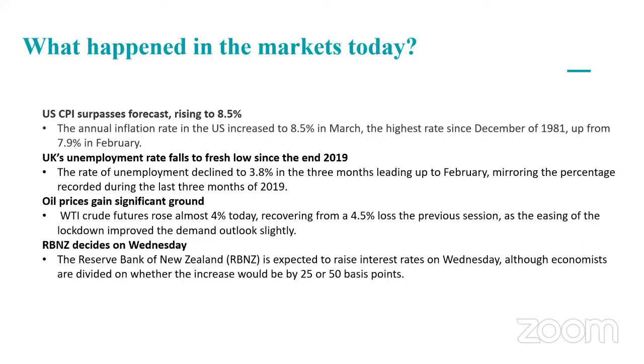So the unemployment rate in the United Kingdom fell further below the level seen immediately before the coronavirus outbreak, emphasizing the danger of inflationary pressure in the labor market. Now, this has actually prompted the Bank of England to issue some kind of alerts. Since the rate of unemployment declined to 3.8%, it's kind of mirroring what happened in 2009.